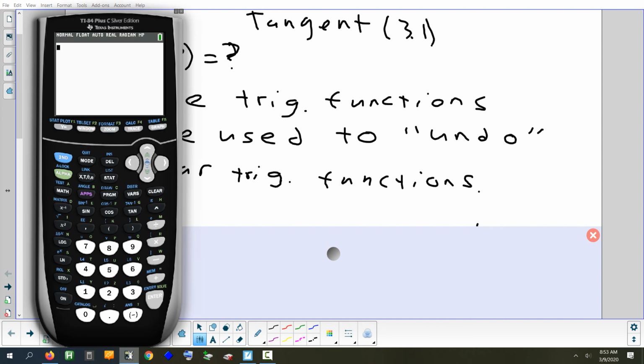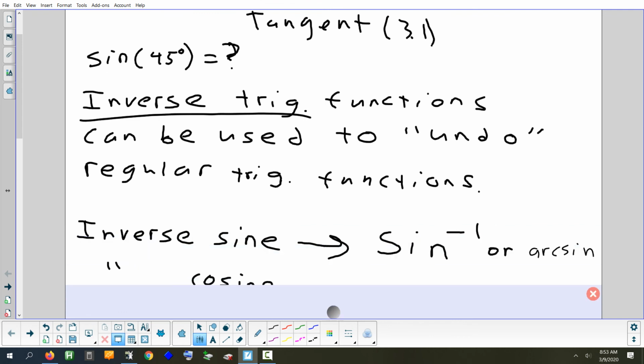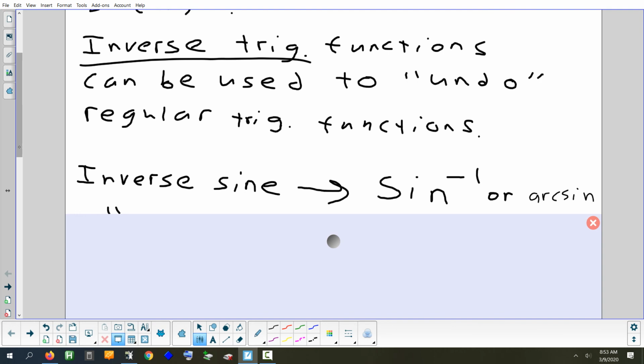this. Let's say you took the cosine of pi divided by 4. You get 0.707. So the question is now, how could you take 0.707 and go back to pi over 4? Right? And that's what inverse trig is for. So I'm going to show you how to use the table to do some inverse trig, and then tomorrow I'm going to show you how to do it on the calculator.